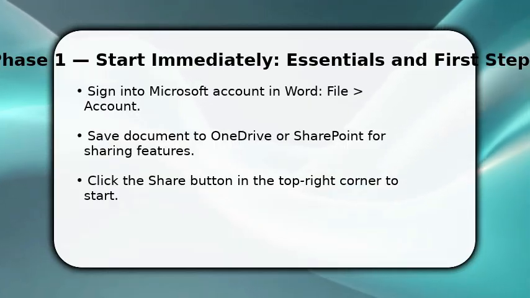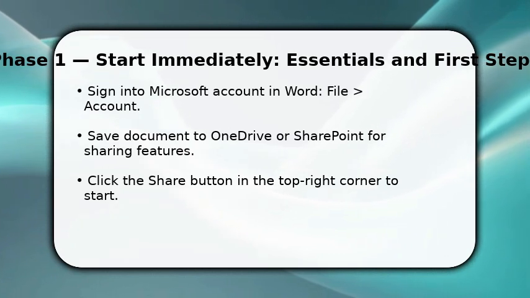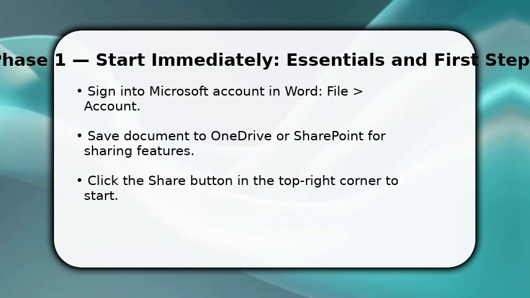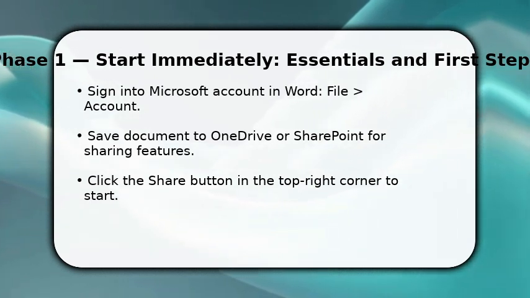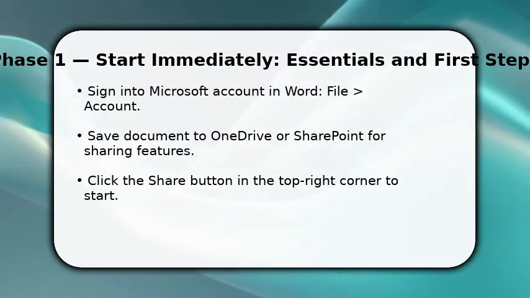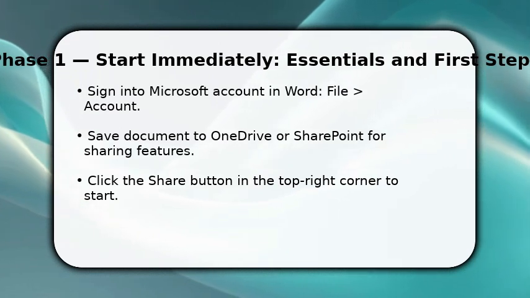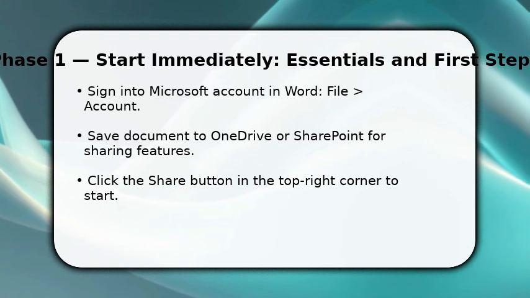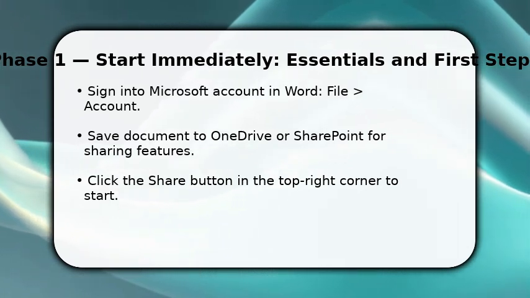You've updated Word, so sign into your Microsoft account now and save the document to OneDrive or SharePoint. This enables real-time sharing. Once saved, open the file and click the Share button in the top right. You'll see options to invite people or get a link. Choose who to send to and pick whether they can edit or only view.